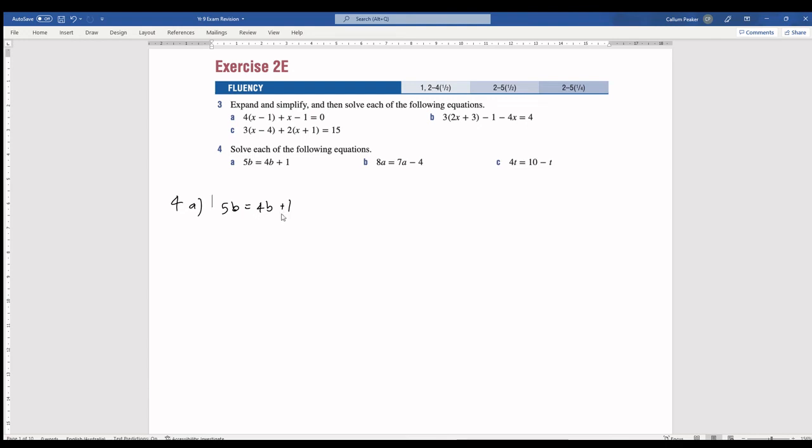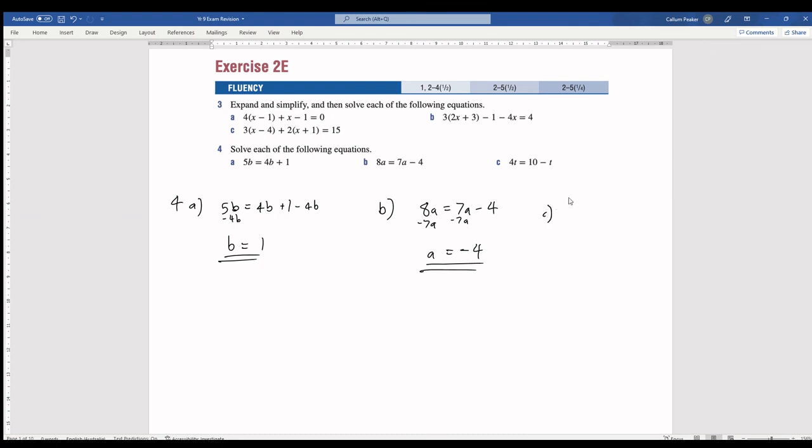I can subtract 4b from both sides, and I will have to do that underneath, unfortunately. 5b minus 4b is just b, so that gives me b is equal to 1, and I'm actually already done. That's my solution. Moving on to b, we have 8a is equal to 7a minus 4. We can subtract 7a from both sides. I'm just going to do this underneath because it's easier for me, and that gives me 8a minus 7a, which is just a, equals minus 4, and we're done here as well.